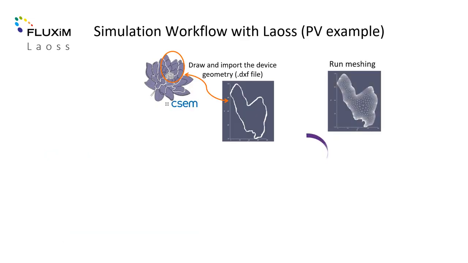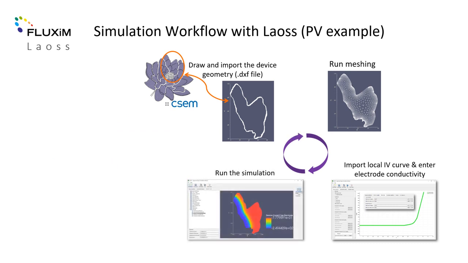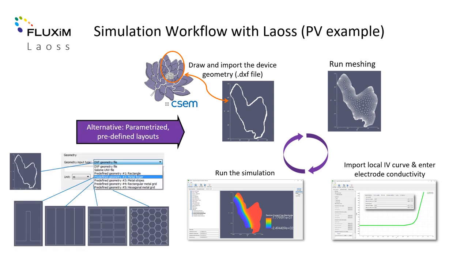As a user, you will first load the geometry, i.e. the top view of your devices. Laoss will run an automatic meshing, and then next the user defines the further inputs, such as the coupling law and the electrode conductivities. The simulation is ready to be run, and the user can explore the results within a few seconds. Optionally, one could now, for instance, modify the geometry and rerun the simulation cycle. As an alternative to the freeform definition of the geometry by a DXF file, Laoss offers a few predefined geometries that can be readily used.